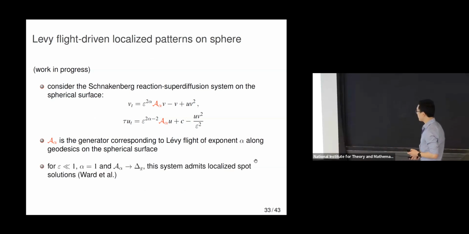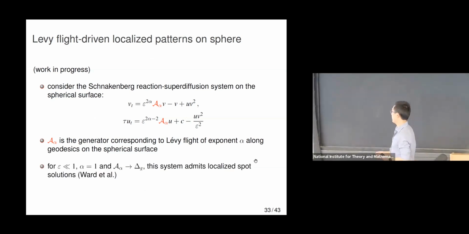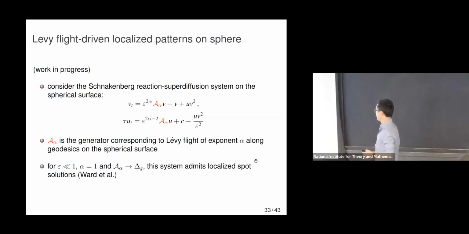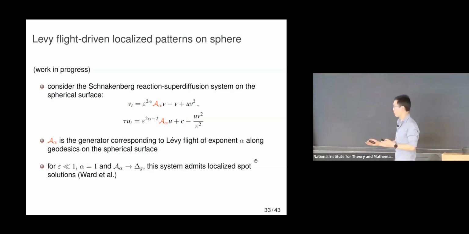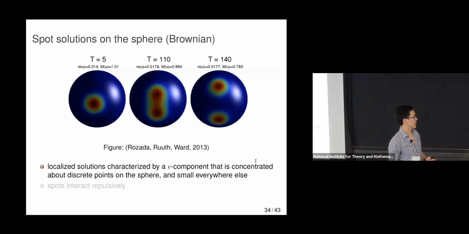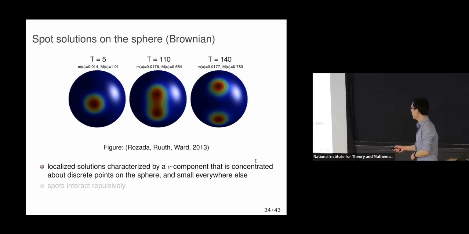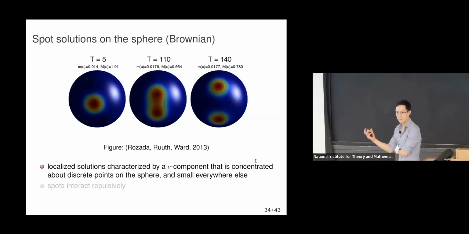Now, for epsilon very small, alpha equals 1, this operator I'm going to change to the Laplace-Beltrami operator on the sphere. Just a regular reaction-diffusion system. Michael's done a lot of work in this. It admits localized spot solutions. They look like this. I stole this from the paper. This is a plot of the V component, the activator component. It's order 1 in the red, and then exponentially small everywhere else where there's blue.